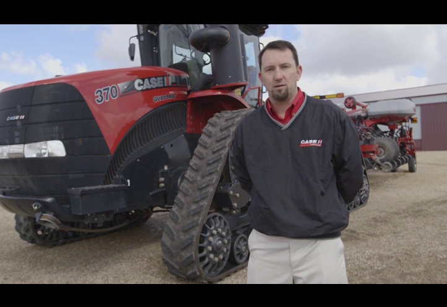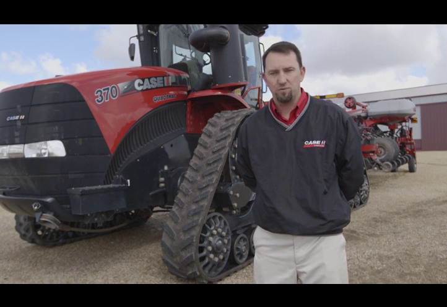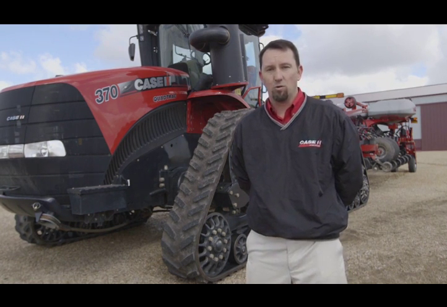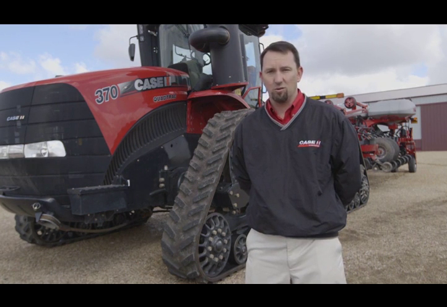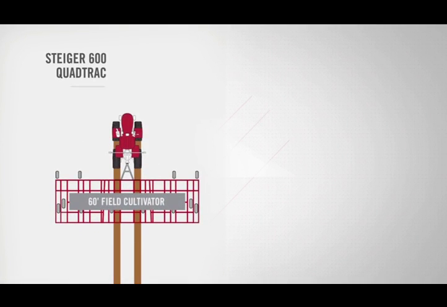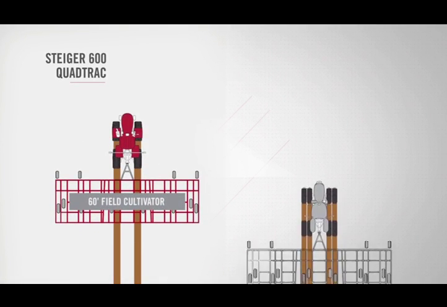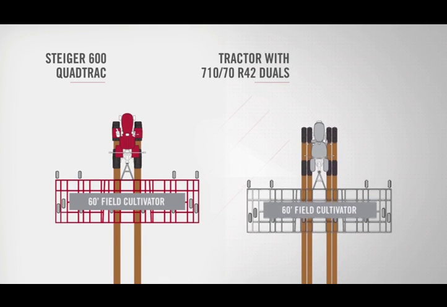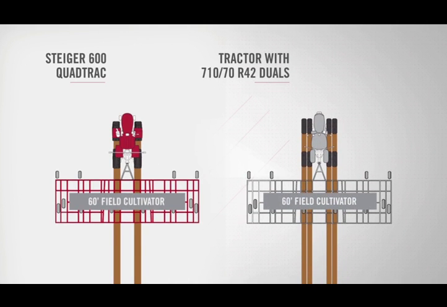So to minimize that deep compaction, let's look at reducing traffic across our fields. We can do this a couple ways: by eliminating passes across the field with wider equipment, or by using equipment that does more in a single pass. Let's look back at that Steiger 600 quad track pulling the 60-foot field cultivator, and let's compare it to a wheel tractor with a 710-70 R42 duals also pulling a 60-foot field cultivator.